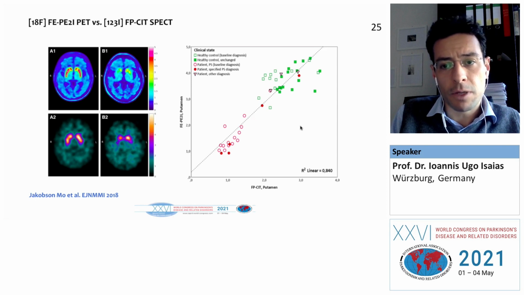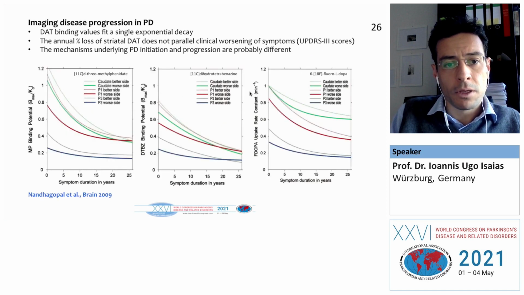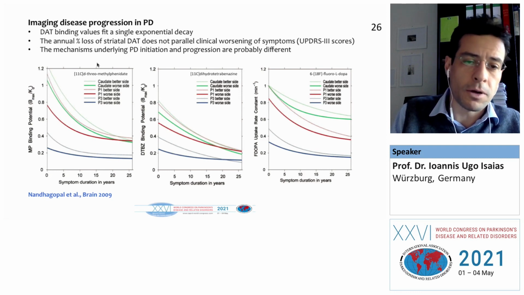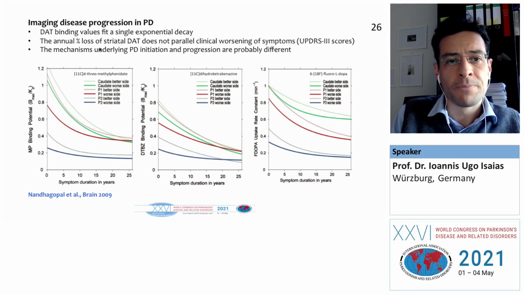And on the right side, you see the close correlation between the DaTscan in healthy subjects in green, but also in Parkinson patients, correlation between DaTscan and this new PET ligand. These studies can also, of course, be combined. This is a very interesting study, more on the research side, evaluating Parkinson patients with 3 different ligands.